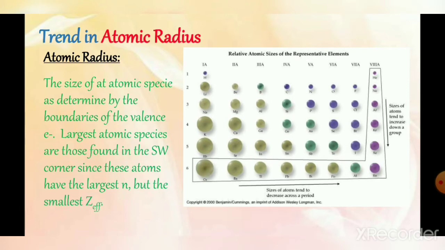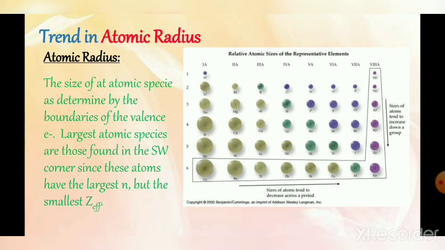Now moving towards the next point, that is trend in atomic radius. Students, atomic radius is a very important factor for all the elements which are given in the periodic table. According to their atomic size, we can categorize different elements in periods as well as in groups. So this is a very important trend. The size of an atomic species is determined by the boundaries of the valence electrons.